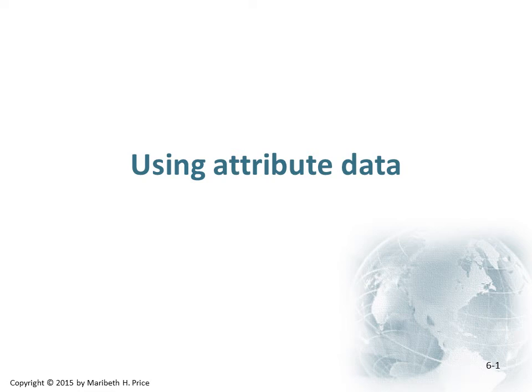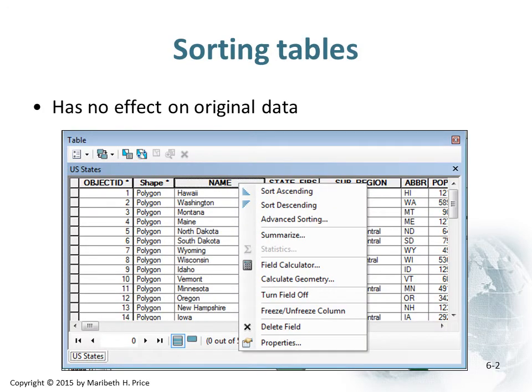Today we're going to talk a little bit about using attribute data. So the first thing that we can do with it is we can sort attribute data, and it really doesn't have any effect on the original data set. It just gives us different ways of looking at the data. You can sort it ascending or descending, and there's other options and things that we can use as well, such as down at the bottom you'll notice the little blue and gray box just to the right of where it says US states. That allows us to see all the data or just the data that's selected.